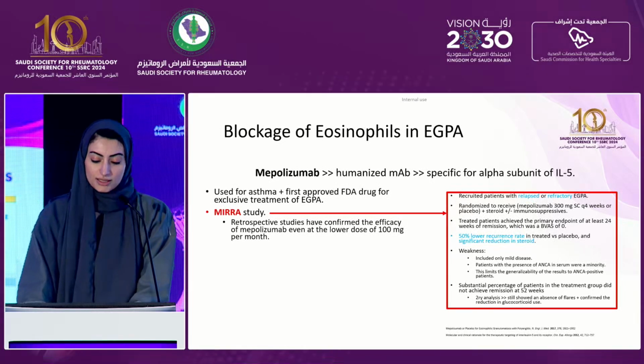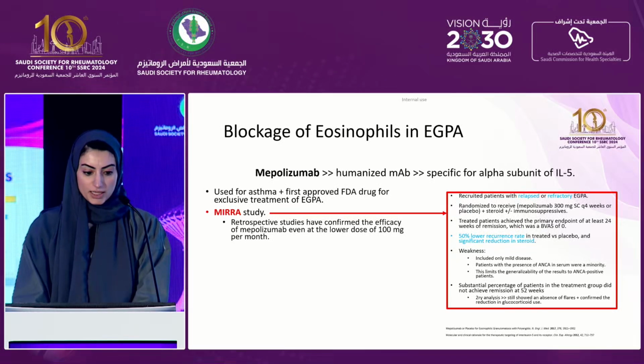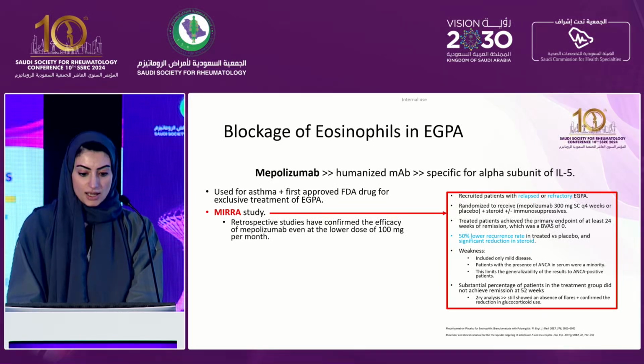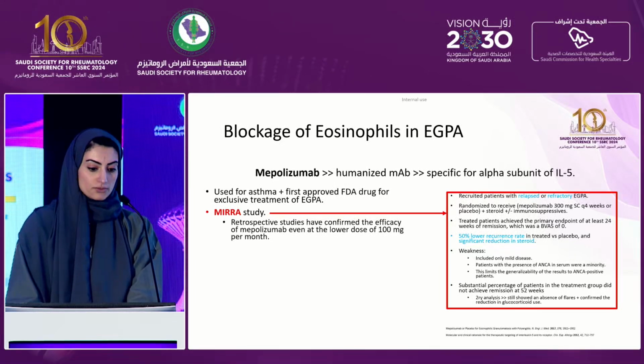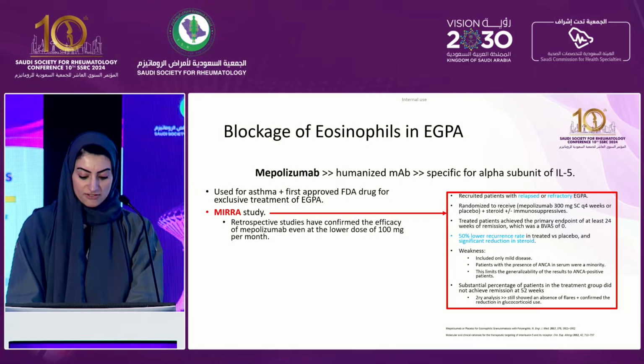The third medication that I'm going to talk about is mepolizumab, which blocks the function of eosinophils in eGPA. As we all know, interleukin-5 is a very important cytokine for growth and differentiation of eosinophils, and it plays a very important role in EGPA. Mepolizumab is a humanized monoclonal antibody specifically targeting the alpha subunit of interleukin-5. And the pivotal study which led to the approval of mepolizumab in EGPA is the MIRA study. And subsequently, many other studies confirmed the efficacy even at a lower dose of mepolizumab.